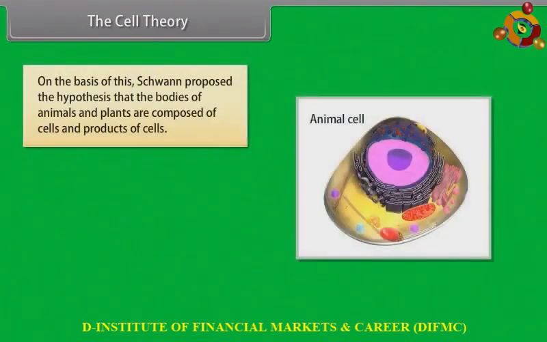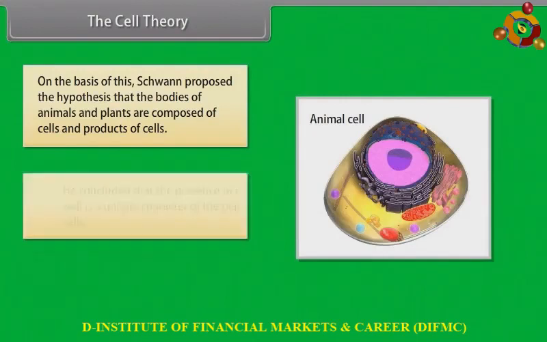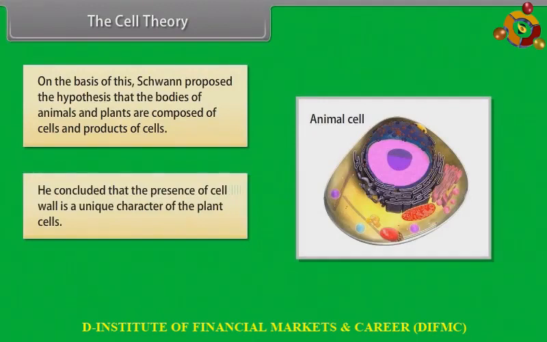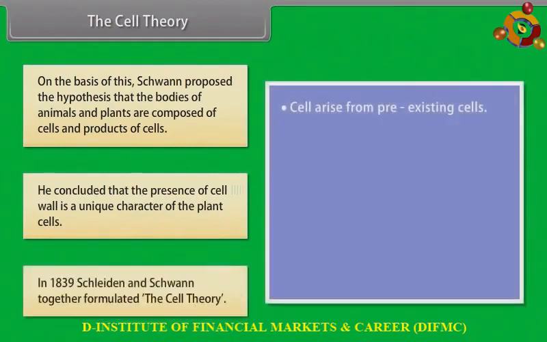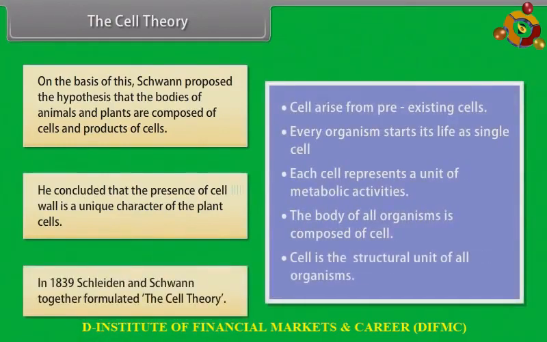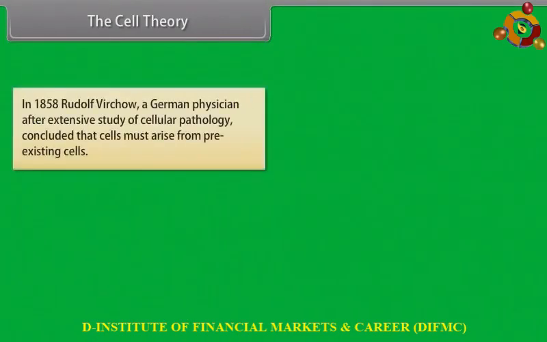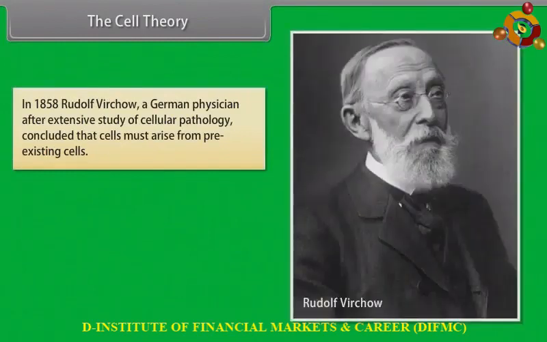On the basis of this, Schwann proposed the hypothesis that the bodies of animals and plants are composed of cells and products of cells. He concluded that the presence of cell wall is a unique character of the plant cells. In 1839, Schleiden and Schwann together formulated the cell theory. In 1858, Rudolf Virchow, a German physician, after extensive study of cellular pathology, concluded that cells must arise from pre-existing cells.